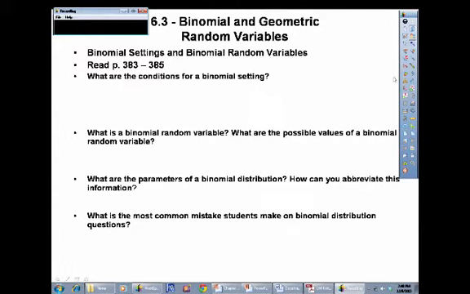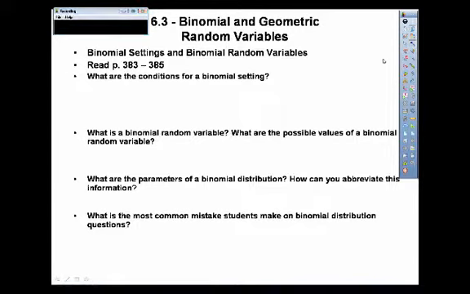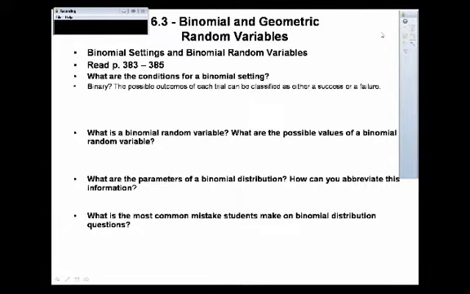Okay, so we're going to be talking about binomial and geometric random variables. What are the conditions for a binomial? What are the conditions for a binomial setting? Okay, it's got to be binary. The possible outcomes of each trial can be classified as either a success or a failure. Nothing else. You have to have both of those, success or failure.